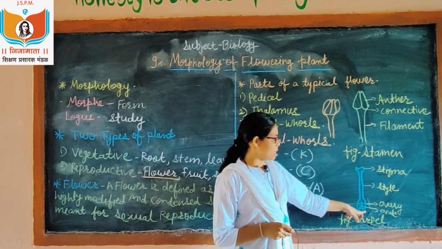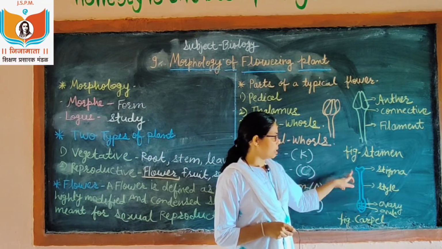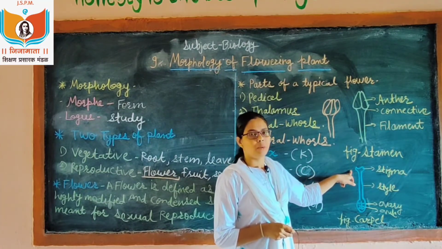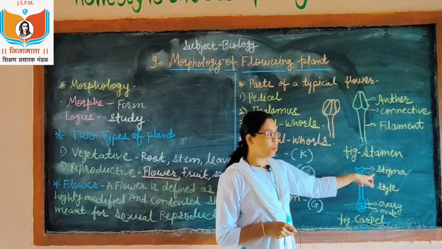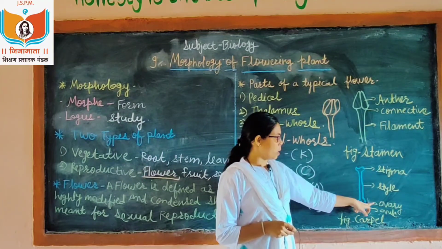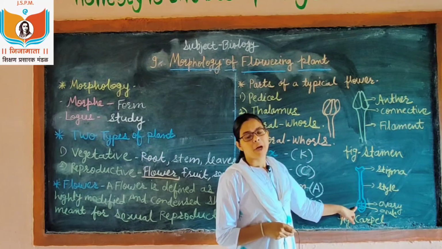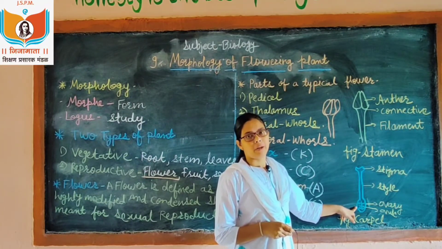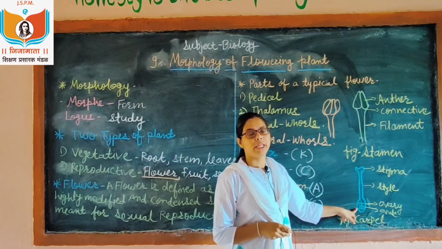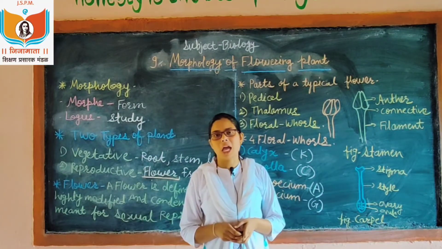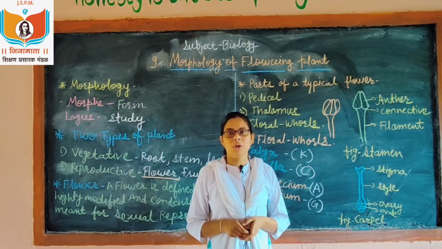Then the ovary is present at the basal part. Style gives support to the stigma, and during pollination, the stigma receives the pollen grains. After that, the ovary. Inside the ovary, ovules are present. It is the basal, swollen, fertile part. Its function is to produce the eggs. After fertilization, the ovary is converted into fruit, and the ovule is converted into seeds.